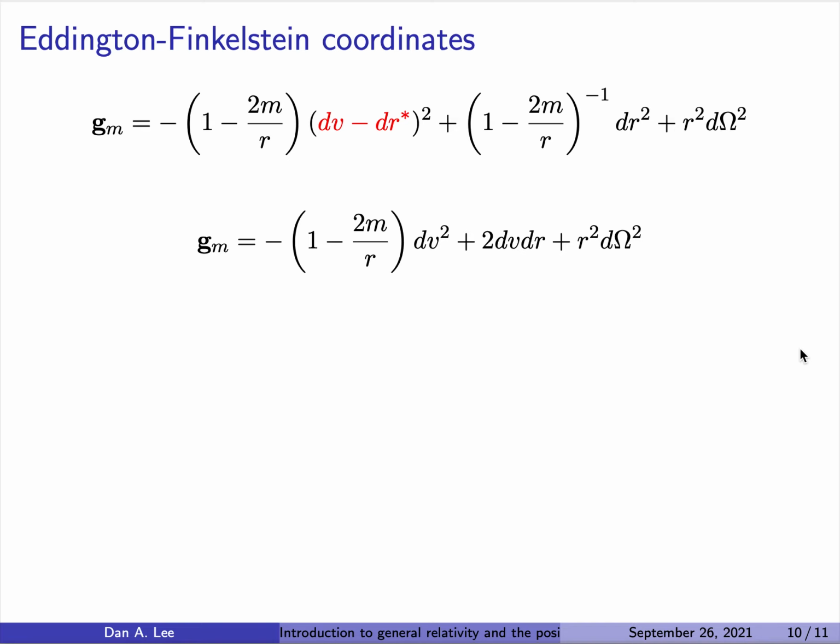But the really interesting part is that when you do dr star squared, that's chosen precisely to make the dr squared term disappear. So this explains where the expression for dr star came from. We chose it precisely so that when we did this, the dr squared term would go away. So here's a different way of writing the same metric, just in different coordinates.